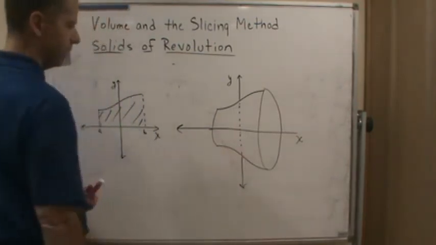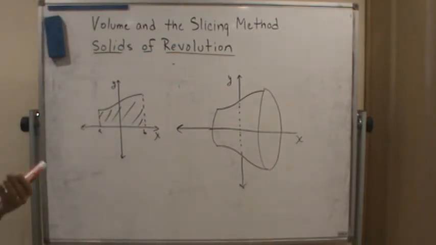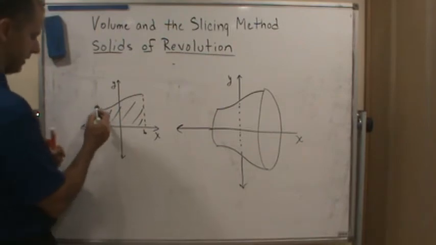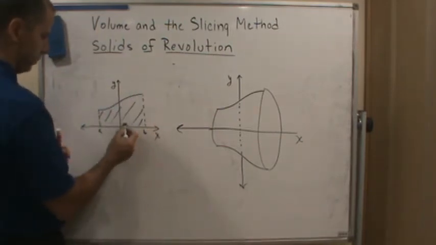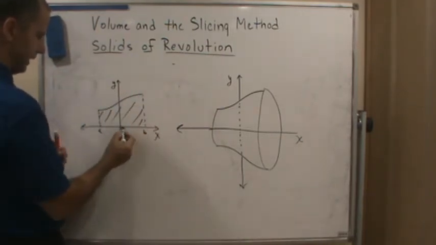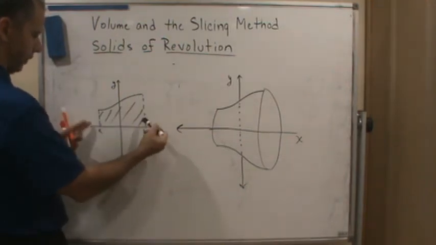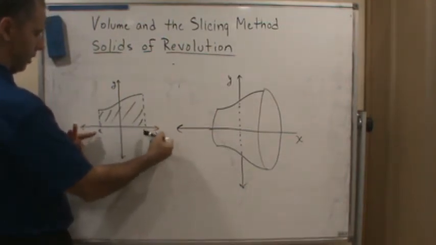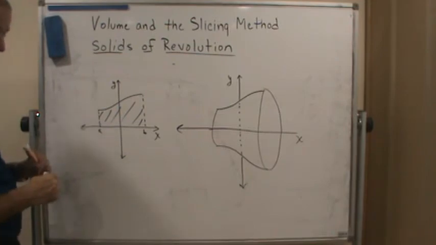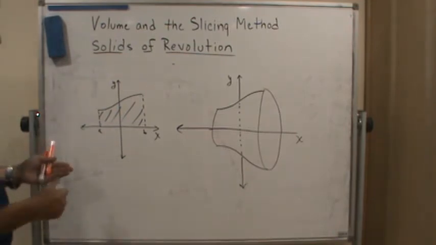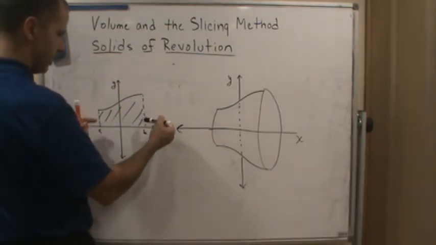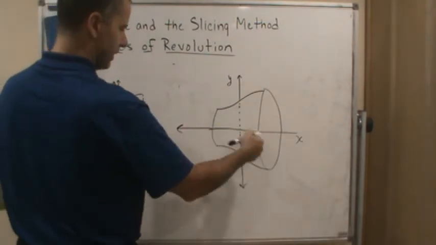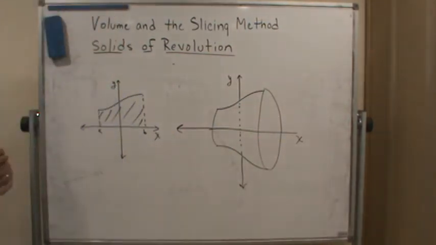which results in a solid of revolution. Okay, because what we're doing is we've got this thin plane, right? This plane that has an area, right? And if we rotate that area all the way around 360 degrees around the x-axis, we're going to come right back to where we started, and we're going to make this solid. And so this is what we call a solid of revolution.